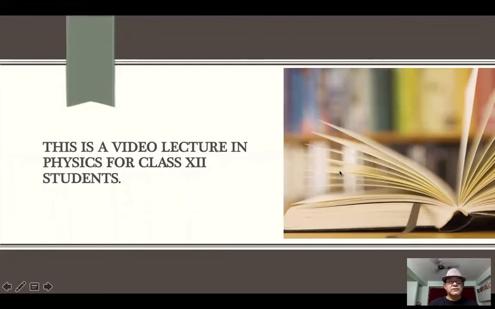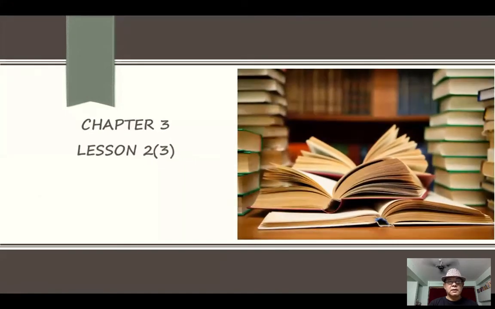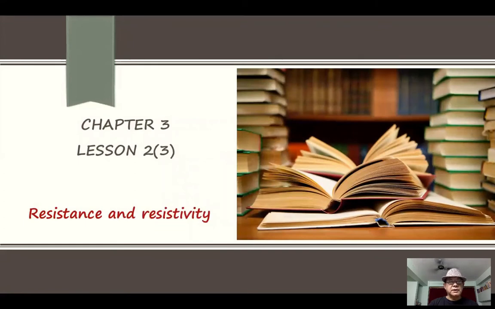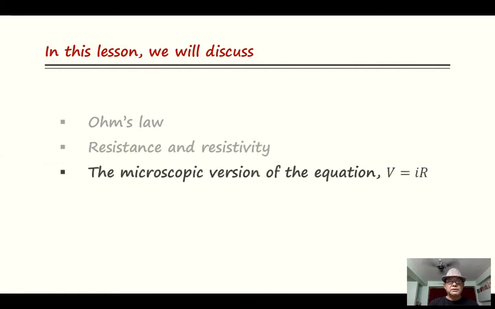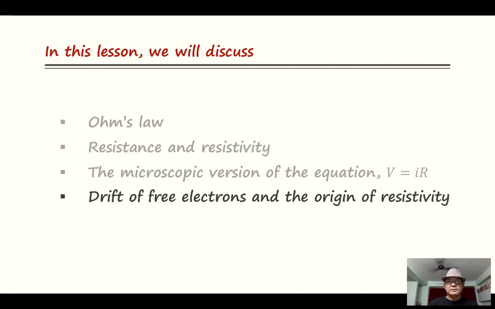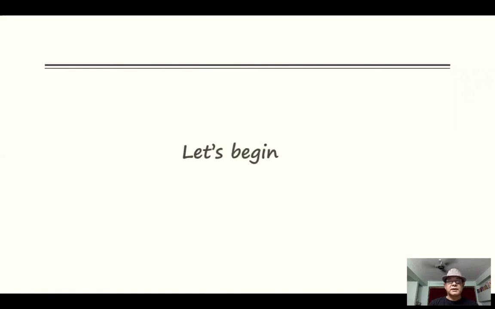This is a video lecture in physics for class 12 students. Lesson 2 of chapter 3, Resistance and Resistivity. In this lesson, we'll discuss Ohm's law, resistance and resistivity, the macroscopic version of the equation V equal to IR, and finally, drift of free electrons and the origin of resistivity. Let's begin.